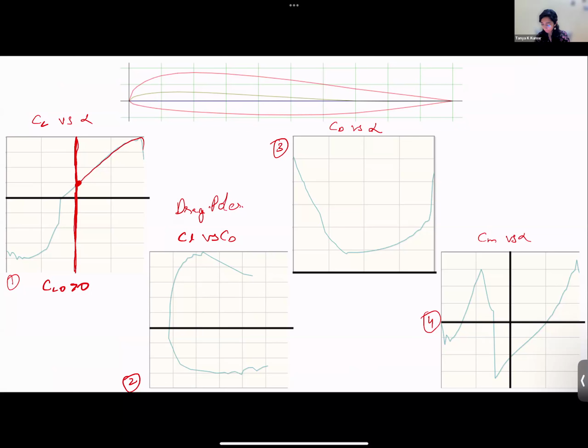CM versus alpha, you have what is characteristic of a cambered airfoil. Your CM naught is less than 0. Correct. So here you can see that the CM naught is here. It's less than 0. Okay, and then whether it is stable or unstable depends upon the characteristics of CG and aerodynamic center. All right. So here in this case, it's a positive slope, so it is unstable. But your CM naught is less than 0. That is what is characteristic of a cambered airfoil.